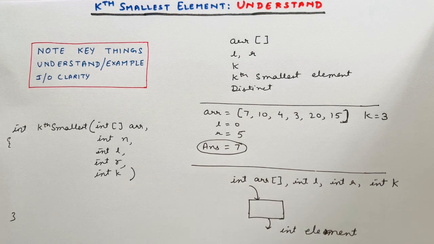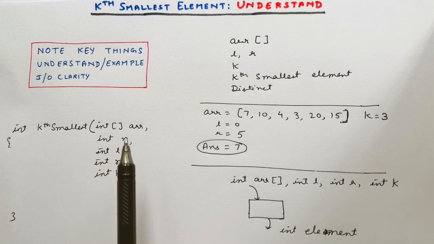So the answer is 7. Now if we consider our solution as a black box, we are given an array as input, a left and right index as input, a k as input, and we have to return the element. So our function signature would look something like this, taking ARR, array size, L, R and K as input, and it returns an integer.